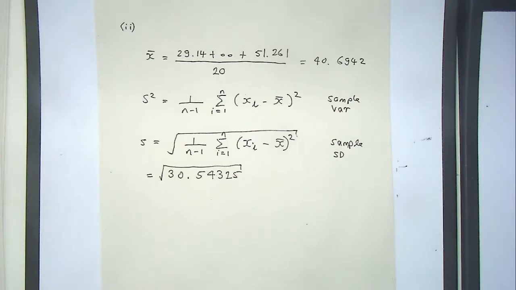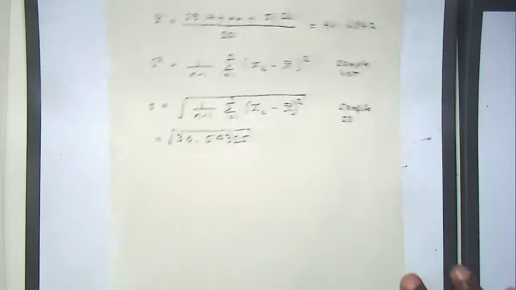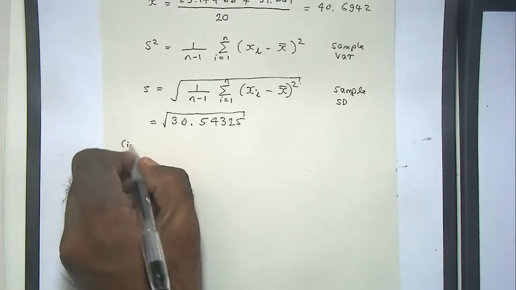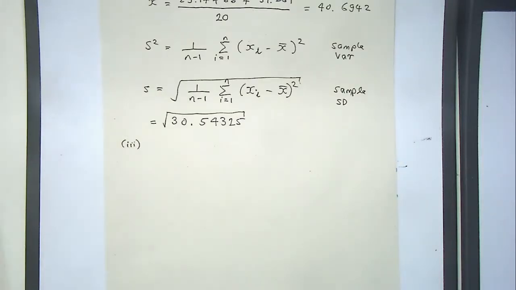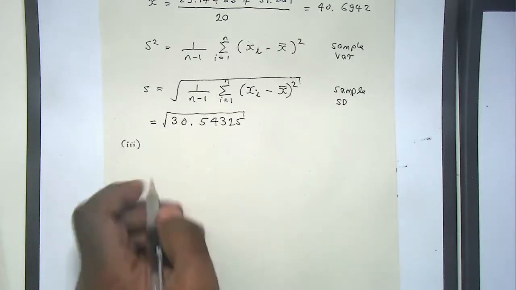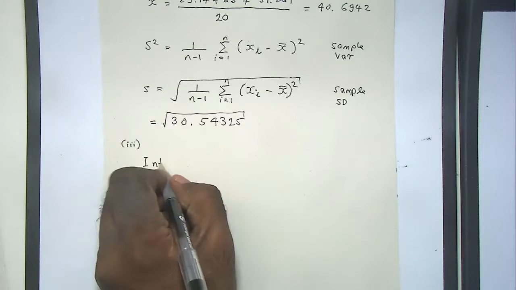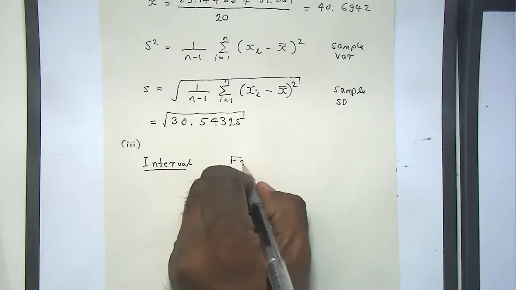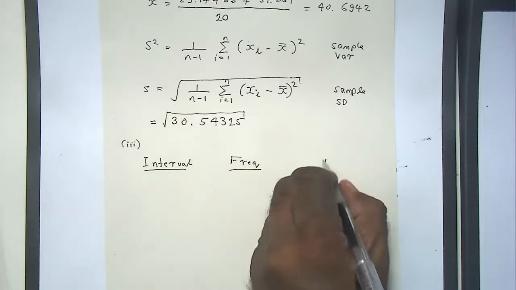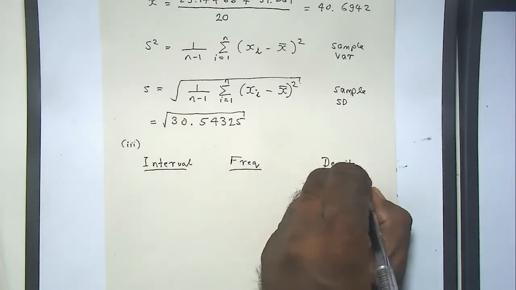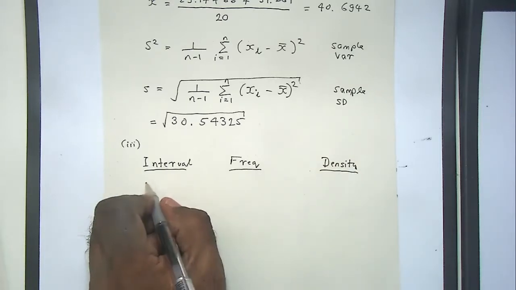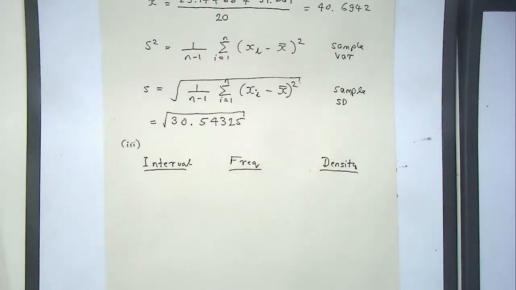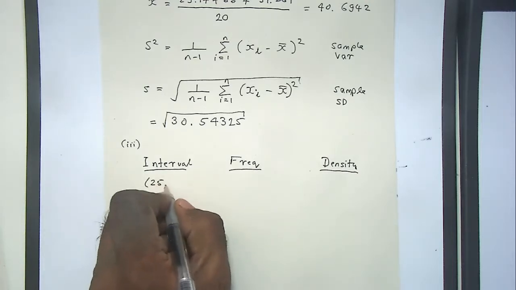Okay, now the next thing is the histogram. It's the frequency table. Part 3. The frequency table is, I'm sure you've done this in A level. If you had done S1, S2, S3, you would know how to do this. We just have the interval, then the frequency, and then the density. The interval goes in widths of 5, so the first interval is from 25 to 30.